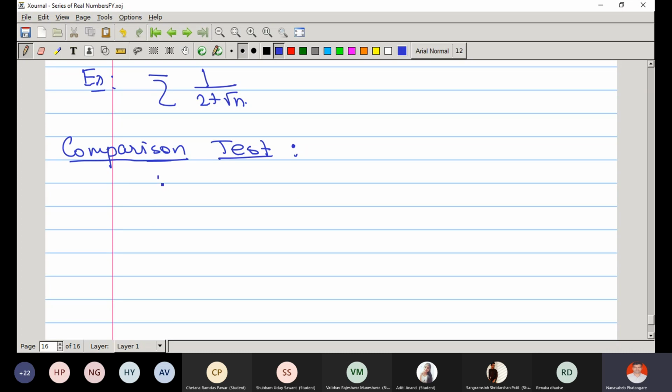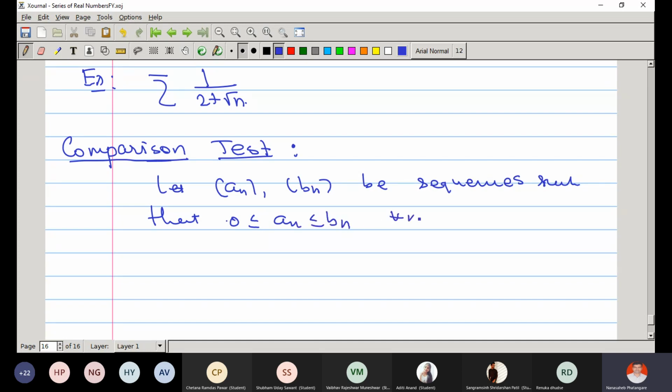So let a n and b n be sequences, suppose a n and b n are sequences such that a n is less than or equal to b n for all n. That means a n is less than or equal to b n.